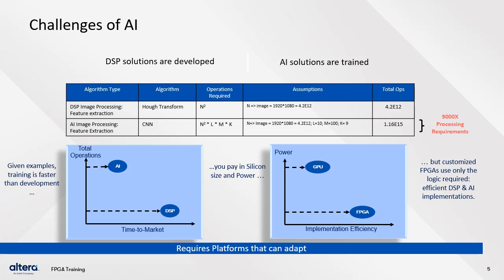Training an AI is typically faster than developing an algorithm. This means faster time to market. In an FPGA, you only implement the logic which is required. Custom logic in FPGAs is inherently more efficient.